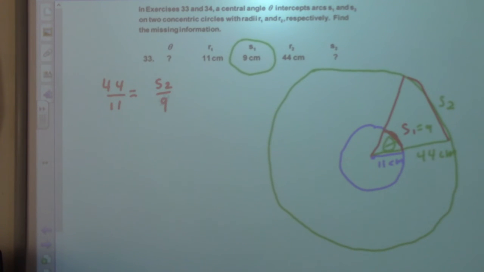And so what happens is you can take, did you say that, Bailey? Was that you? Yeah, you can just take, this is going to be 4, right? So S2 is going to be 4 times 9, so S2 is going to be equal to 36 centimeters.